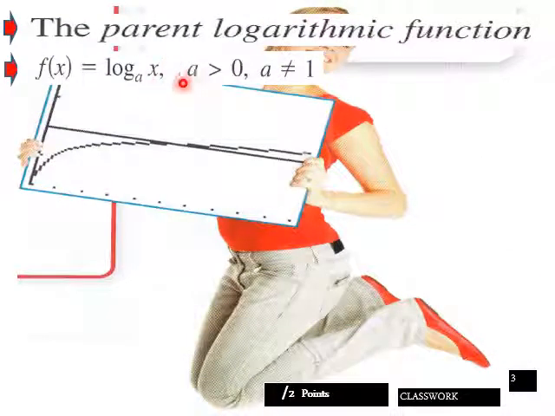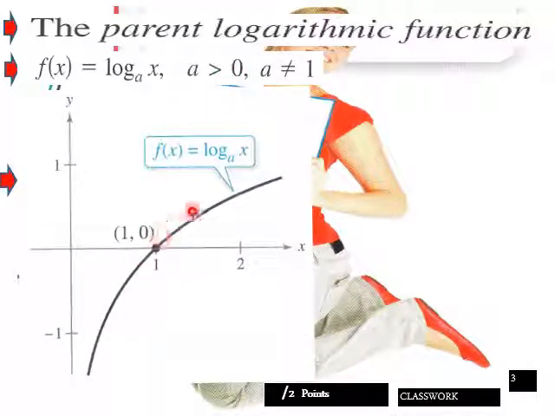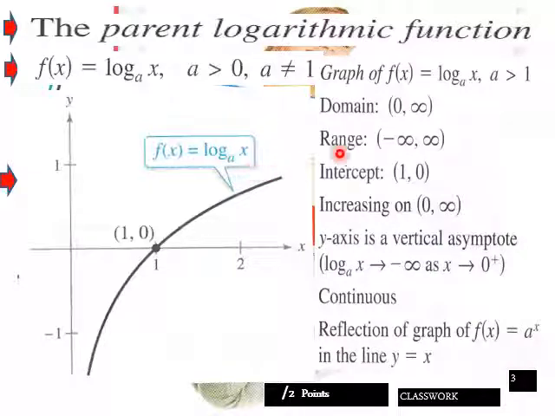So to find what a parent logarithmic function looks like: log base a of x, a has got to be greater than 0, and a cannot equal 1. Here is a graph of that, log base a of x, and then here are stipulations for this graph. Domain is from 0 to positive infinity, range is negative to positive infinity, intercept is 1, 0, increasing on 0 to infinity, y-axis is a vertical asymptote, log base a of x goes to negative infinity as x goes to positive 0.